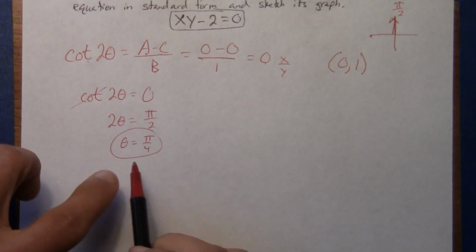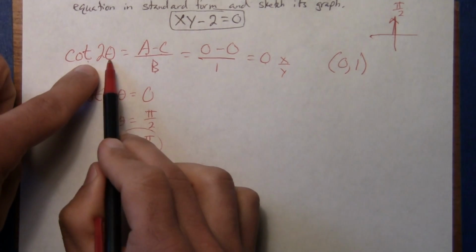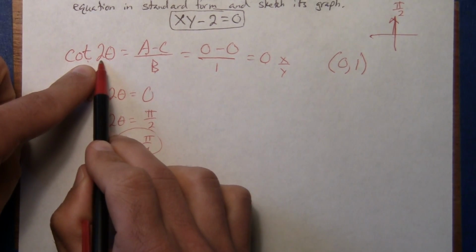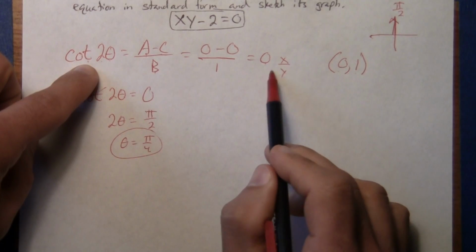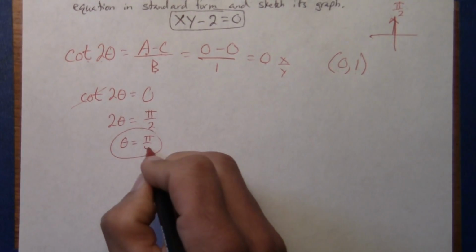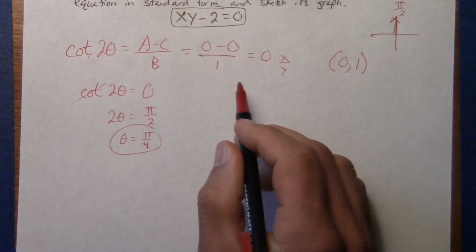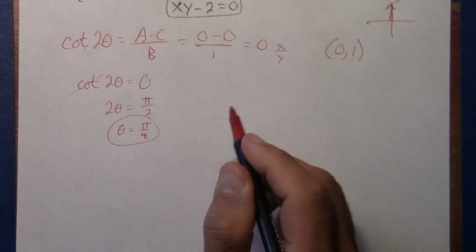Think about if it does make sense. If you plug pi over 4 back in here, you'd have to multiply it by 2. That would give you pi over 2. The cotangent of pi over 2 is 0 divided by 1, which is 0. Now, we'll run into this mostly on day 1, where you always have pi over 4.